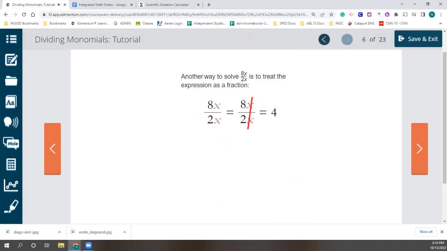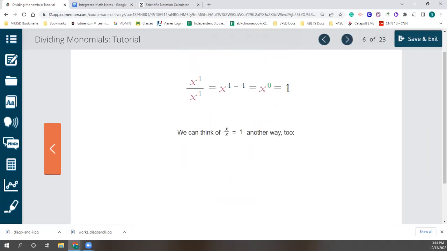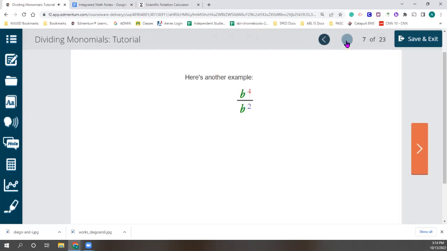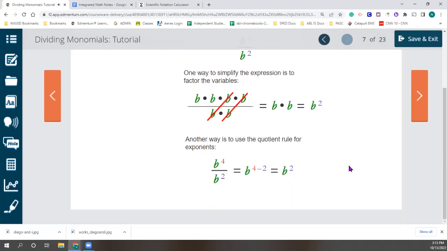Another way to solve 8x divided by 2x is to treat the expression as a fraction. When we treat the expression as a fraction, we notice that the variable x is canceled out. That is, x divided by x equals 1. We can think of x divided by x equals 1 another way too. Here's another example. One way to simplify the expression is to factor the variables. Another way is to use the quotient rule for exponents.